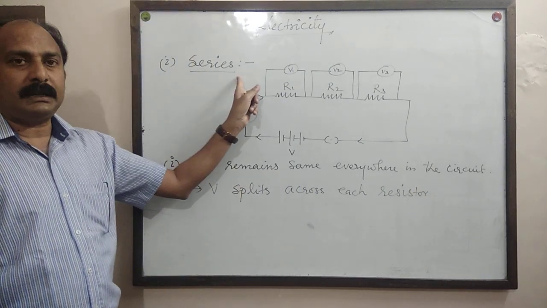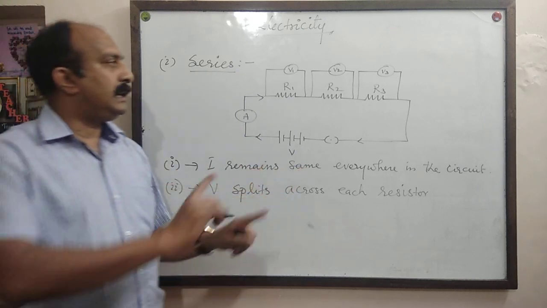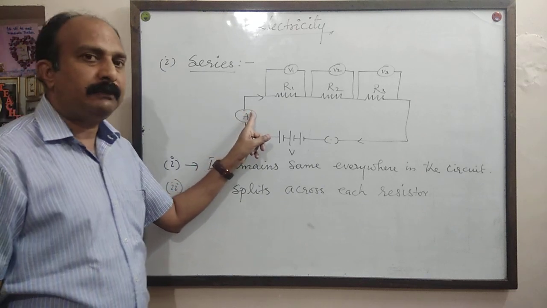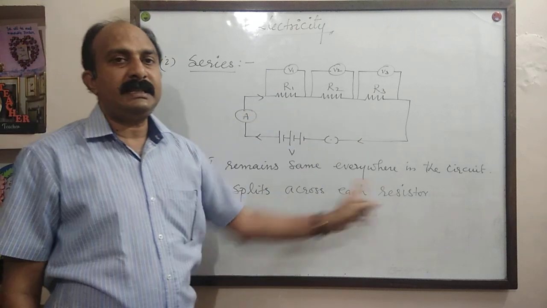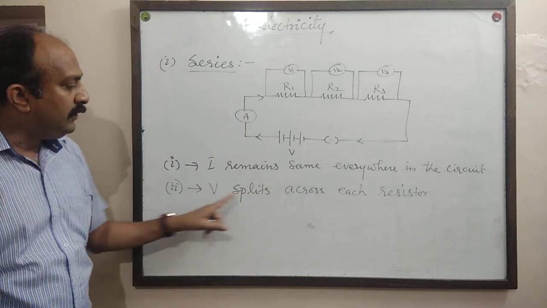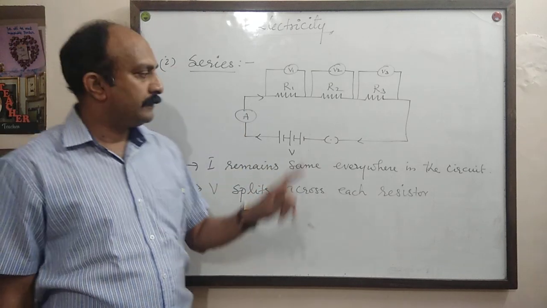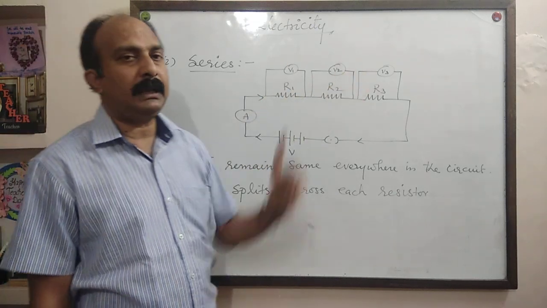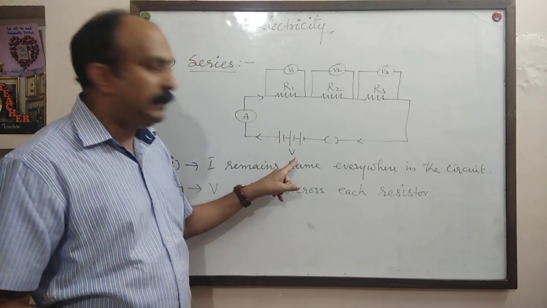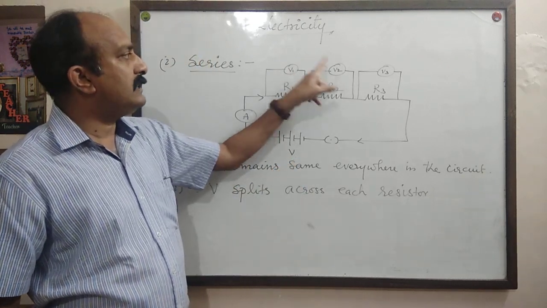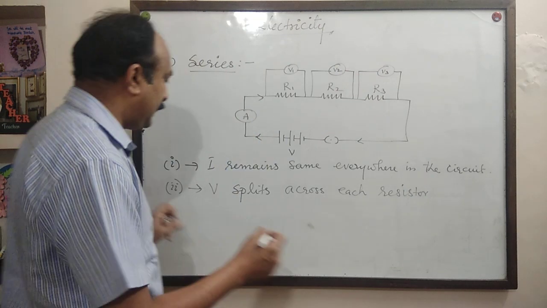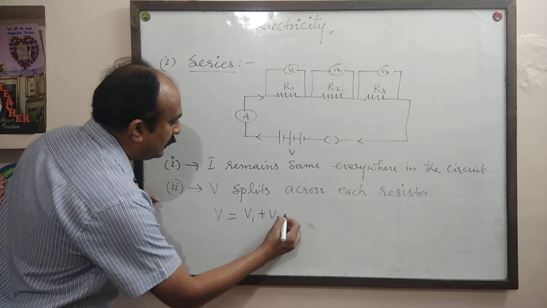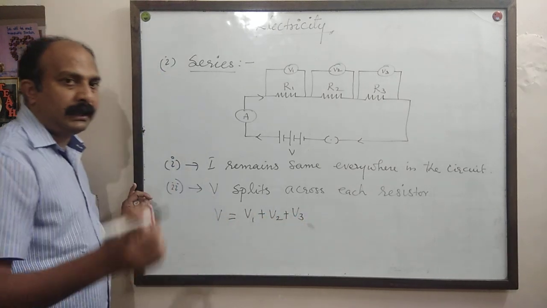When resistors are connected in series, I remains the same throughout the circuit, everywhere in the circuit. So irrespective of the place of the ammeter, you will get the same reading. But V splits across each resistor. This V will split across each resistor as V1, V2, V3. That means V will be equal to V1 plus V2 plus V3. So we can say the total V of the circuit, V, will be equal to V1 plus V2 plus V3.